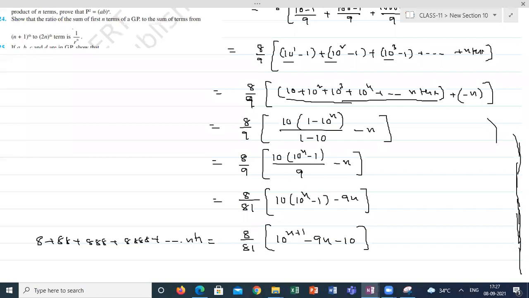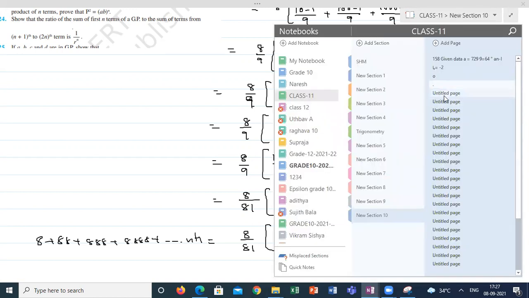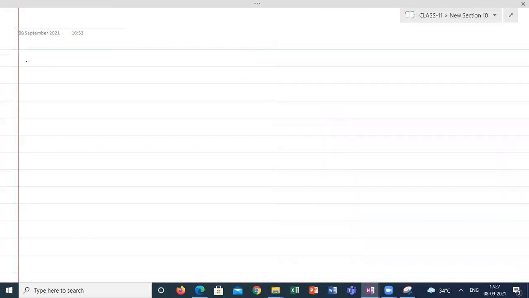Is it clear what I have done here? Please, students, respond. Shall I move to the next question? Yes, sir. The strategy is nothing but using some basic mathematical skills to convert into either AP and GP or a combination of both. That is the only strategy here.